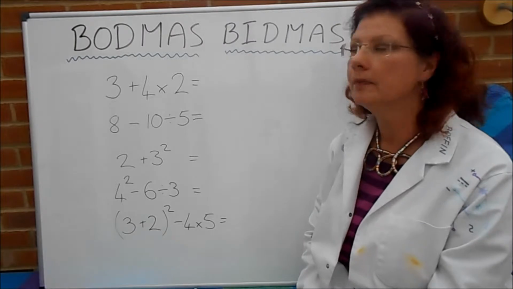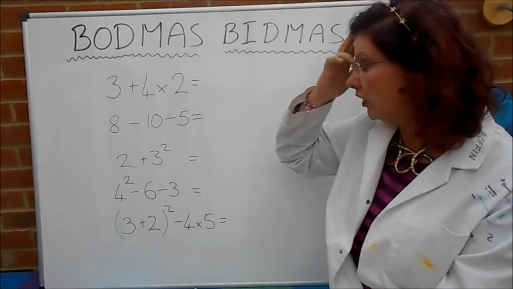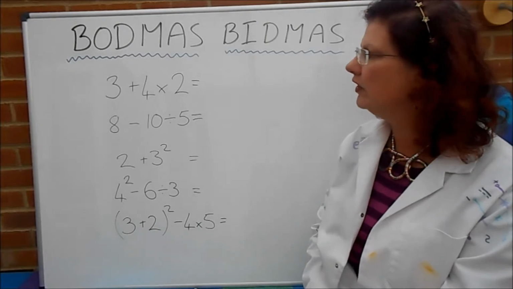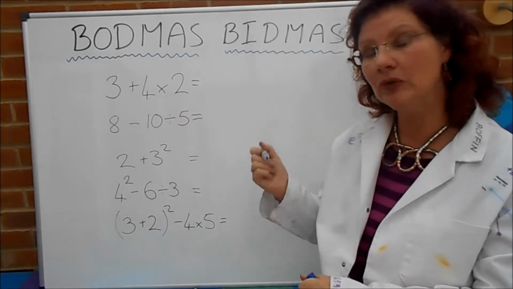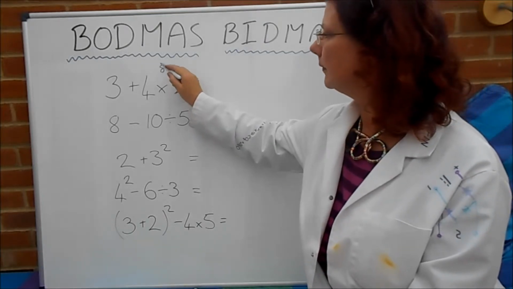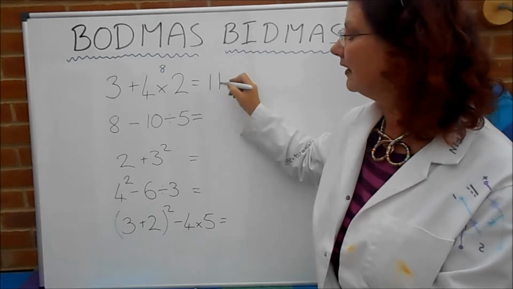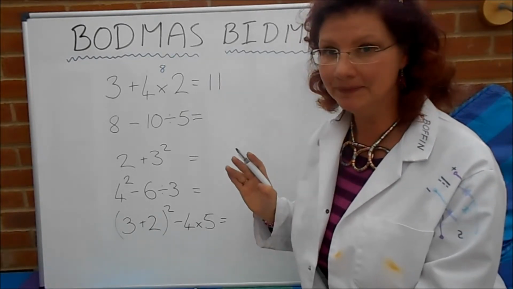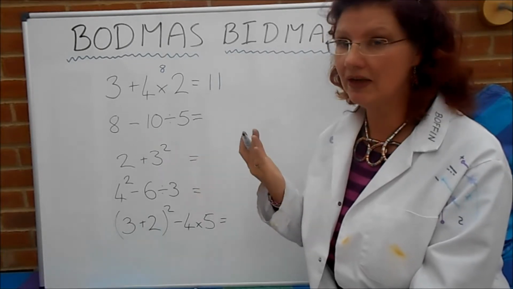We need to do the brackets first, well there aren't any, index or orders, other stuff. There's no squares and square roots. There's no divides, but we have got to multiply. So we do the multiply first. 4 times 2, that's 8. And so then we do the add. 3 plus the 8. The answer is 11. 11's the answer for that, not 14. We don't go left to right.